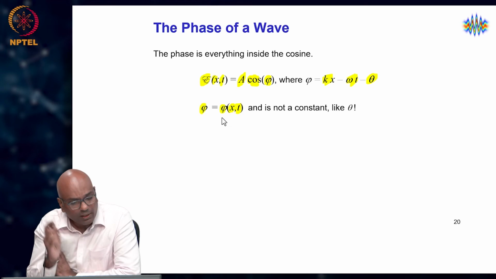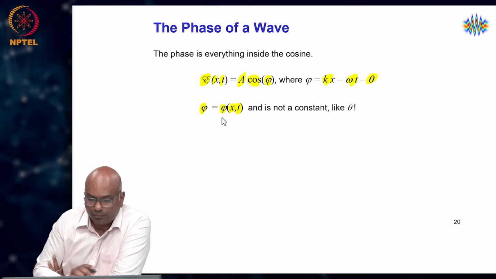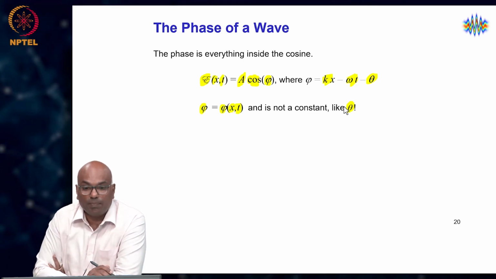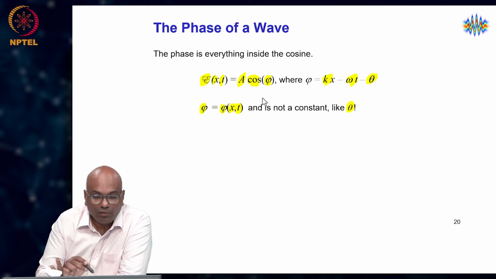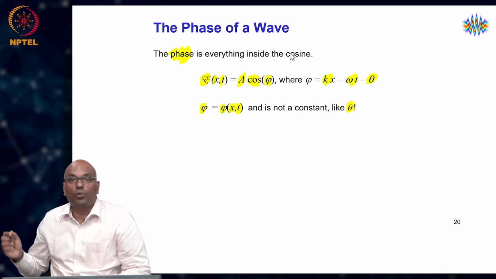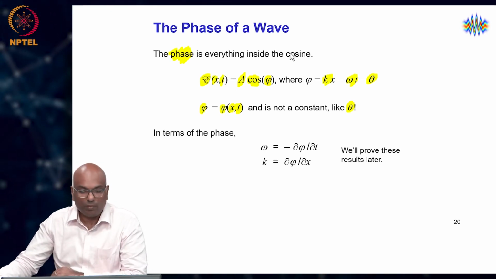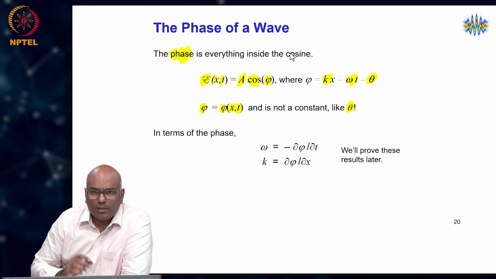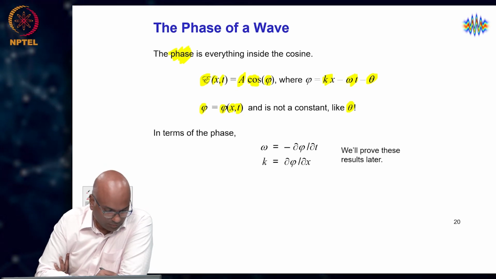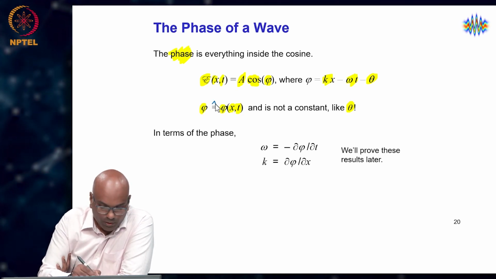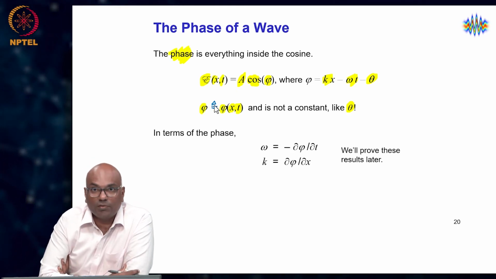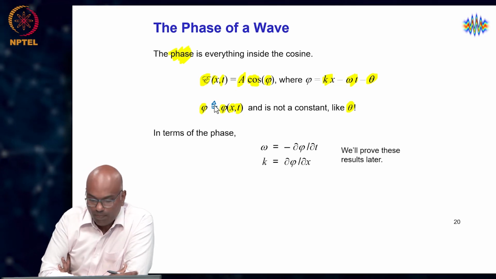Okay, this phi is not a constant like theta. Theta is independent of x or t at the moment. Okay, so phi is the phase of a wave. The phase is everything inside the cosine here. Okay, now let's just keep to this definition of the phase function phi. So, this is a definition for the phase function. It's phi, a function of x and t.